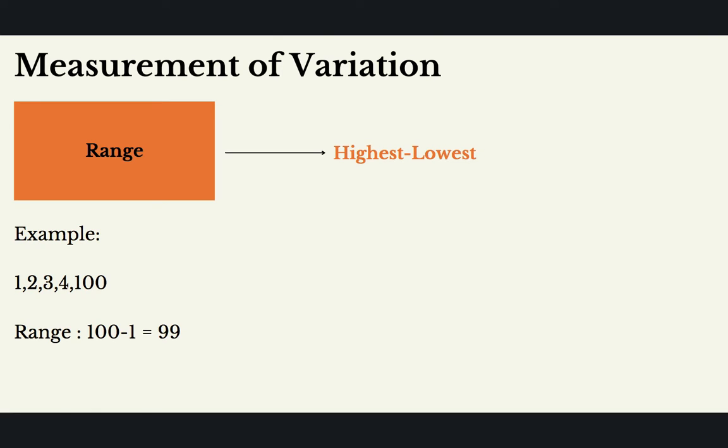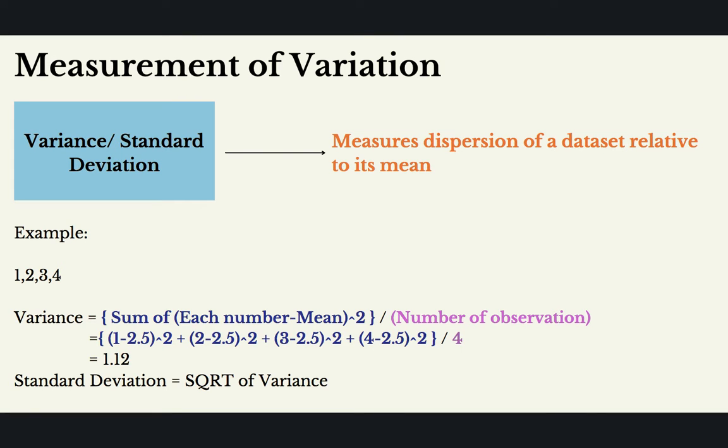Let's start with range. So range is determined by deducting highest minus lowest numbers of the data set. In this example, it is 100 minus 1, which is 99. It is generally used as a quick check for the dispersion of data set. Apart from this, there is not much utility as compared to other measures.